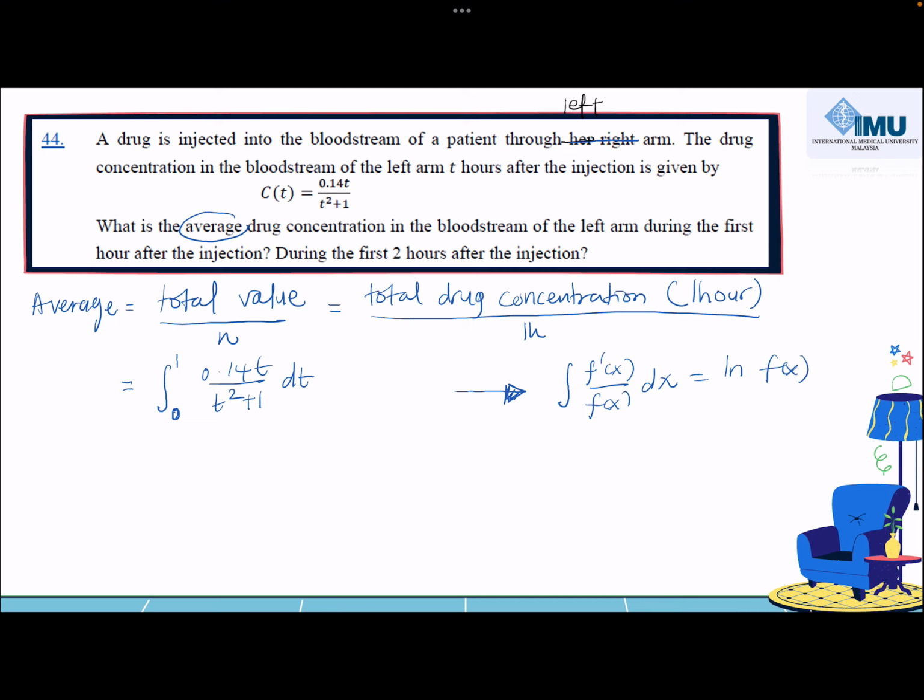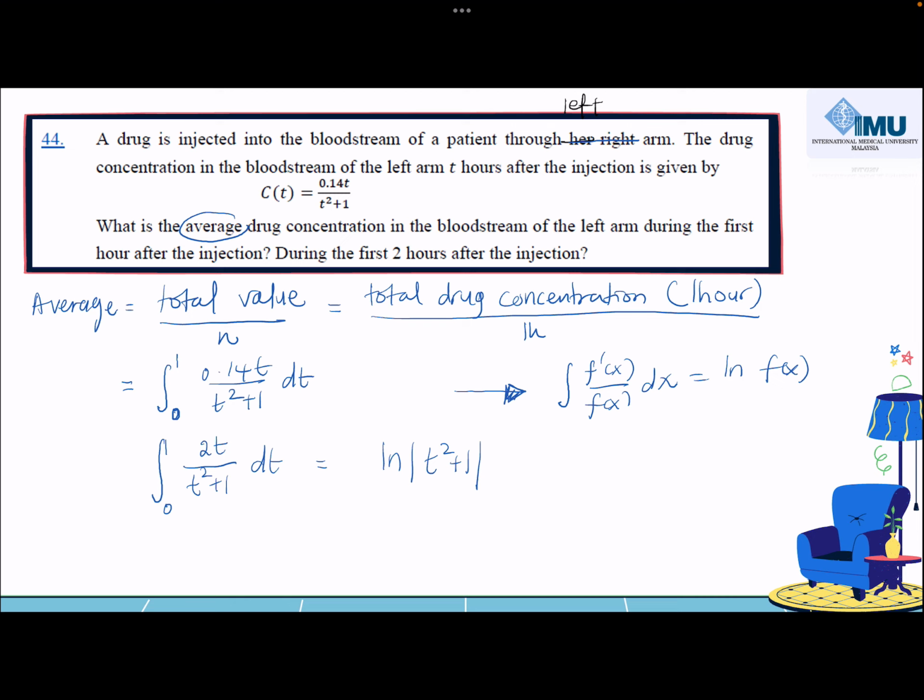Now, let's look into your denominator here. Let's say you have t squared plus 1. So, f(x) is t squared plus 1. The derivative of this is supposed to be 2t. So, if you integrate this form, you know it's going to be equivalent to ln(t squared plus 1). That is going to be your solution.